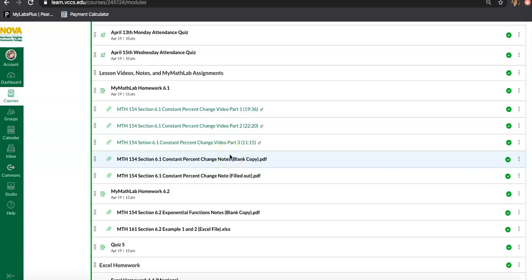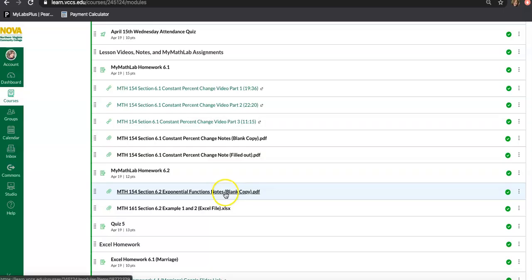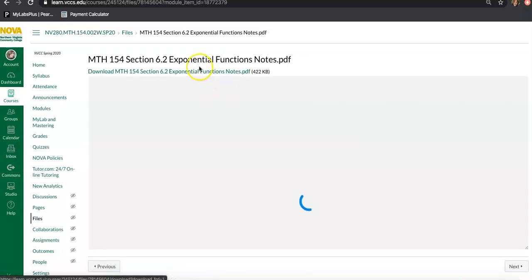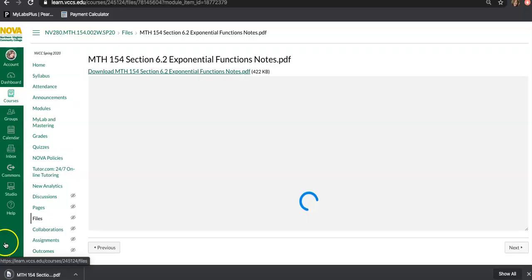Hello. For 6.2, some of the problems you should use Excel, just because you're going to do multiple calculations. So if you take a look at the notes for 6.2 exponential functions, let me open it. It's a PDF file.